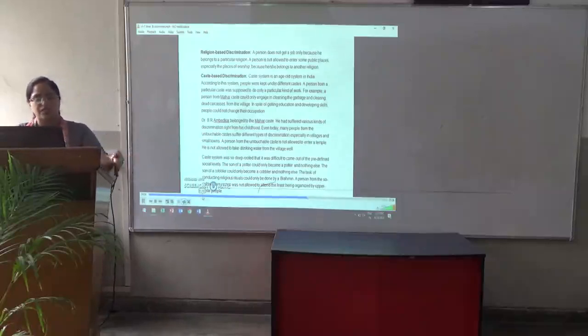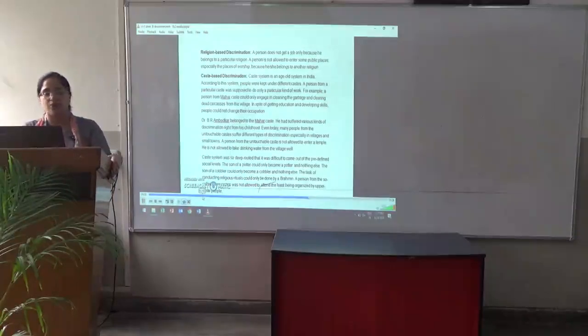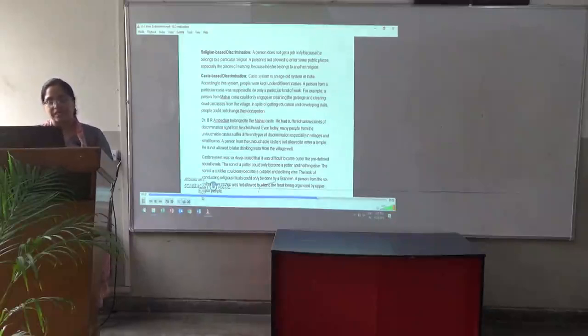Caste-based discrimination is an age-old system in India. According to this system, people were kept under different castes. A person from a particular caste was supposed to do only a particular kind of work. For example, a person from the Mahar caste could only engage in cleaning garbage and removing dead bodies from the village. In spite of getting education and developing skills, people could not change their occupation.